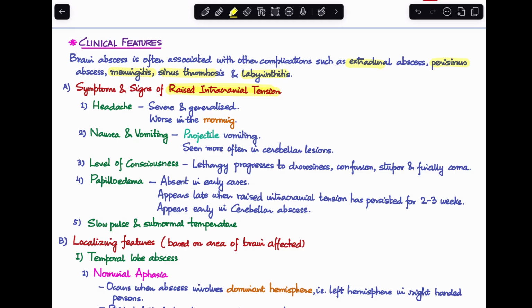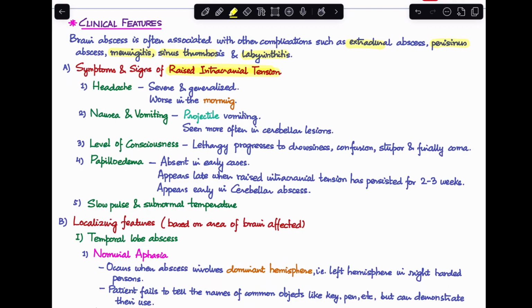Now, first, let's look at the symptoms and signs of raised intracranial tension. We'll see a headache which is severe and generalized, and it is usually worse in the morning. Nausea and projectile vomiting will be seen. This is more often a feature of cerebellar lesions. Coming to level of consciousness, the patient will present to you with lethargy, and this will often progress to drowsiness, confusion, stupor, and finally coma if the patient is not responding to treatment or treatment has been started late.